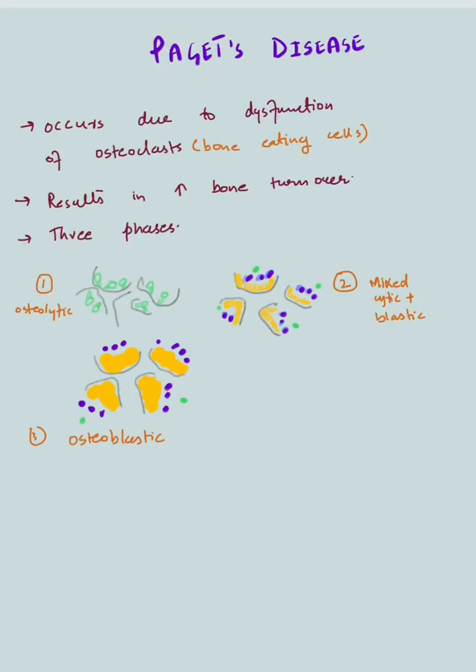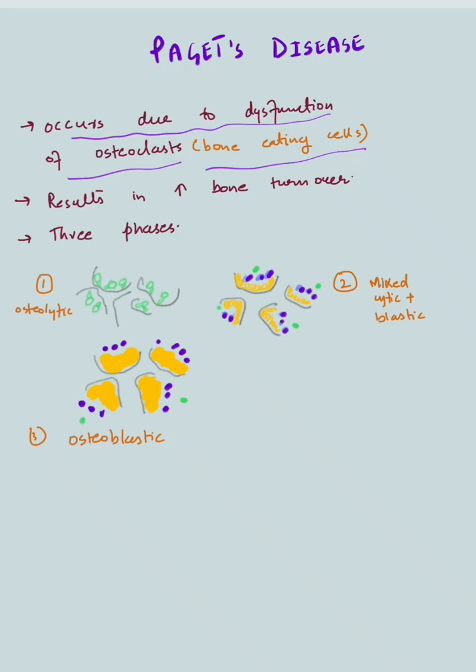So let's talk about Paget's disease of the bone. It occurs because of the dysfunction of the osteoclasts. Osteoclasts are the cells that eat the bones. So these are like bone-eating cells, and they're derived from the macrophage lineage. Macrophages eat bacterial cells, which is called phagocytosis. In a similar way, osteoclasts are cells in the bones that eat the bone, and that is important for bone regulation.